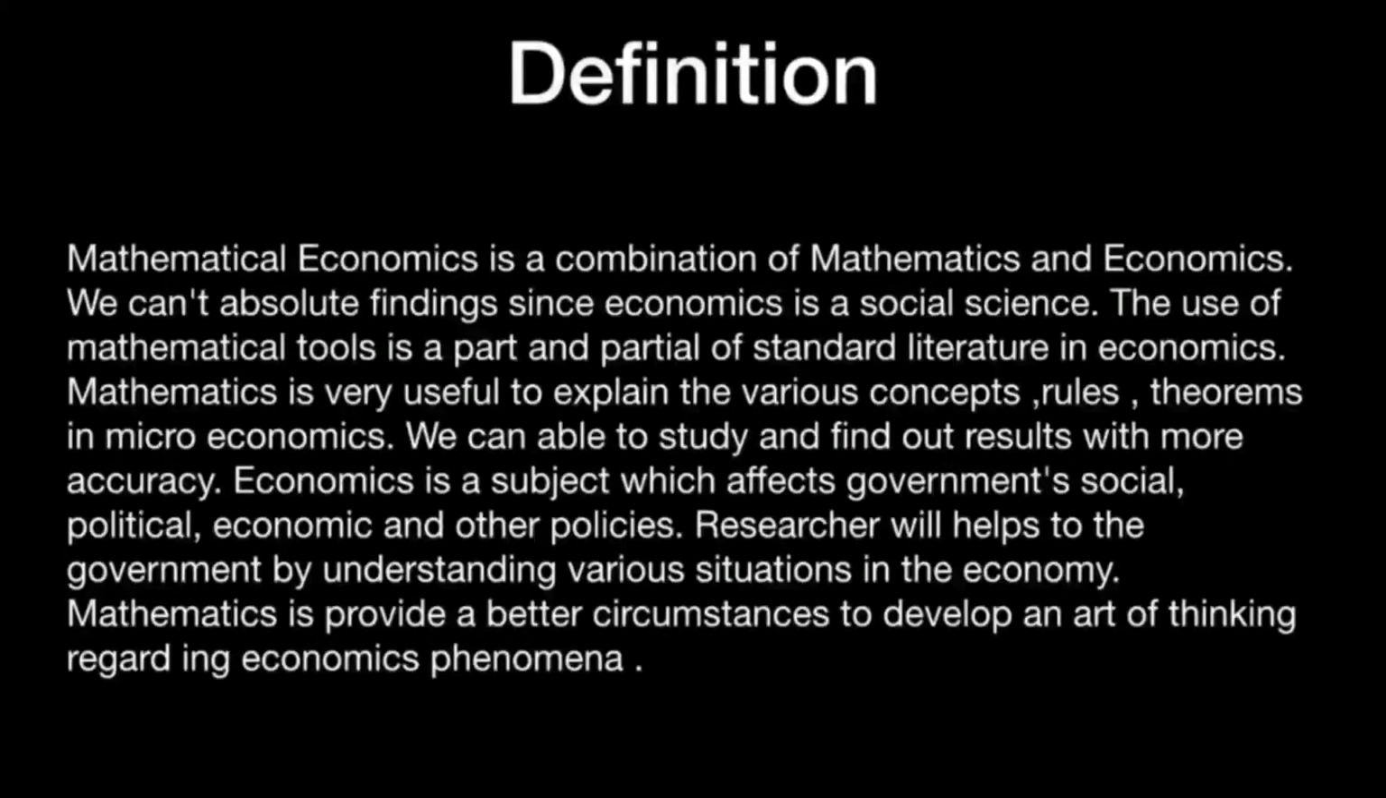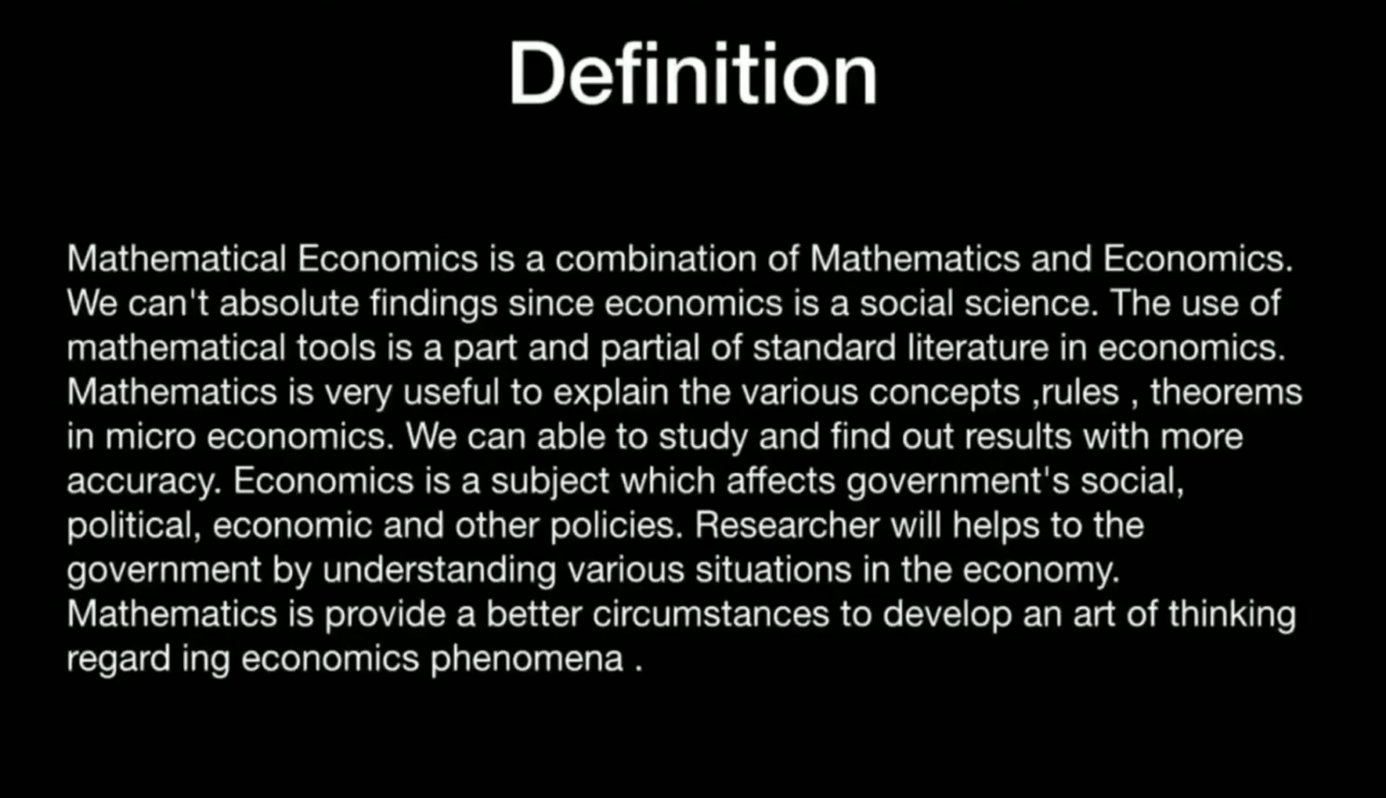Mathematical economics is a combination of mathematics and economics. We can't be absolute in finding science. Economics is a social science. The use of mathematical tools is part and parcel of standard literature in economics. Mathematics is very useful to explain the various concepts, rules, and theorems in microeconomics. We are able to study and find out results with more accuracy.